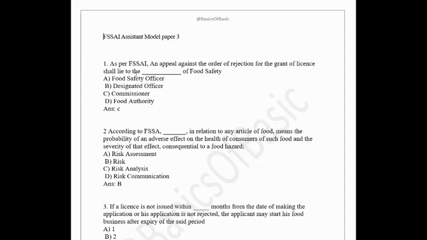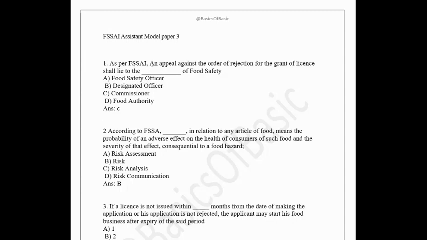As per the FSSAI, an appeal against the order of rejection for the grant of license shall lie to the dash of food safety officer. So it is the commissioner of the food safety officer. Usually here we get confused because food authority we can eliminate, it is very easy, and food safety officer also we can eliminate because he will just have the enforcing powers. Between B and C there will be confusion, so you have to be careful. The commissioner is the answer.